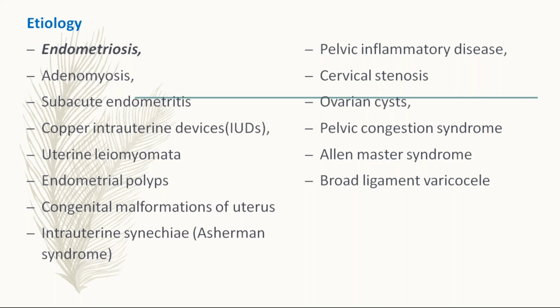Etiology might be due to endometritis, adenomyosis, subacute endometritis, IUCDs, uterine leiomyomata, polyps, congenital malformation of uterus, Asherman syndrome, pelvic inflammatory diseases, cervical stenosis, ovarian cysts, pelvic congestion syndrome, Allen-Masters syndrome, and broad ligament varicocele. These are the different causes of secondary dysmenorrhea which are associated with pelvic pathologies.